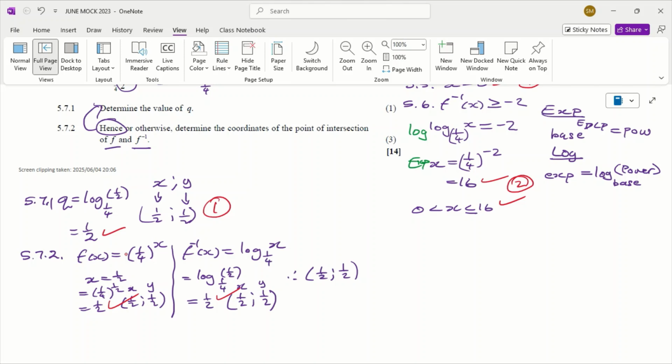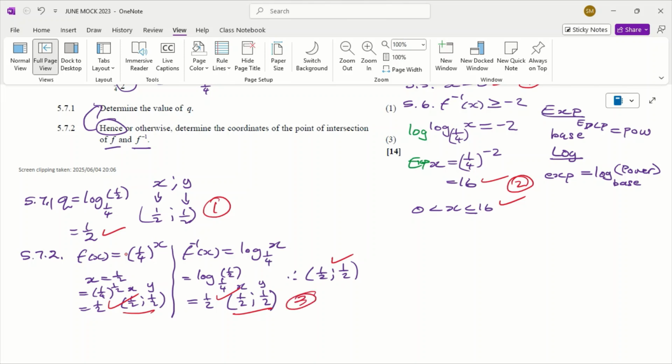Okay, so the next question is question 6, and we have a parabola over here and also a linear function. So f of x is the parabola, and then g of x is the linear function. 6.1, it's asking us to calculate the length of AB, which is the length from here to here.